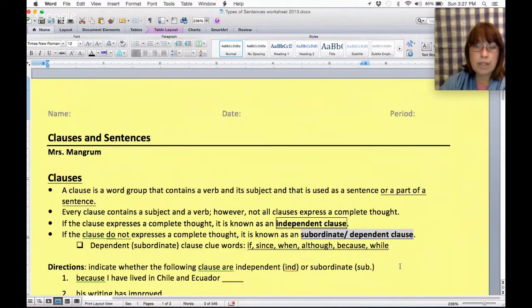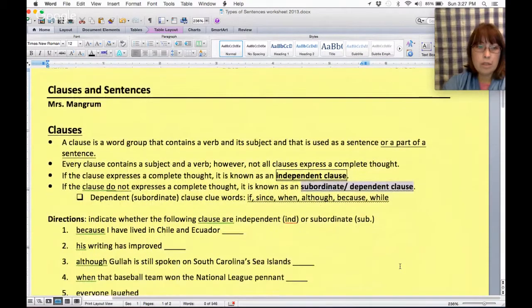Be sure and have your handout that looks like the one on the screen in front of you, and we're going to go over it together. First of all, a clause is a word group that contains a verb and its subject and that is used as a sentence or a part of a sentence.